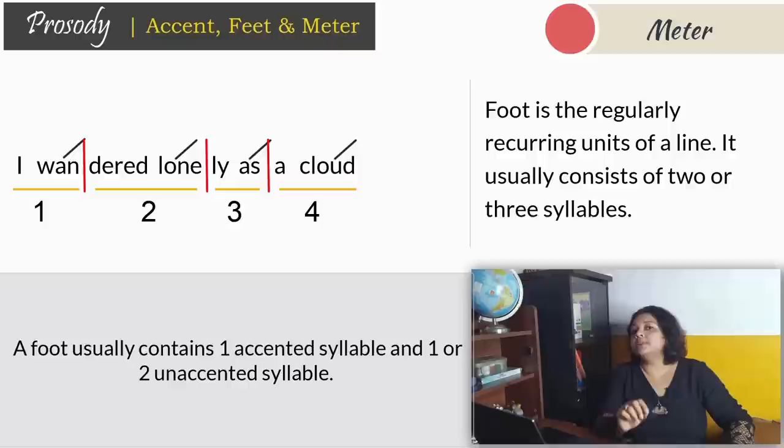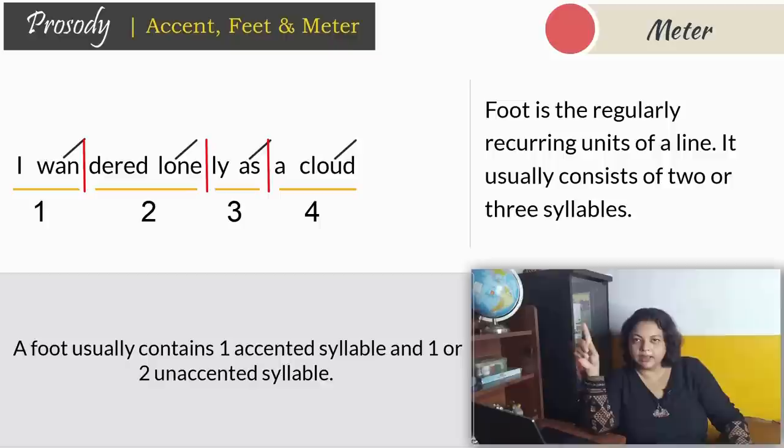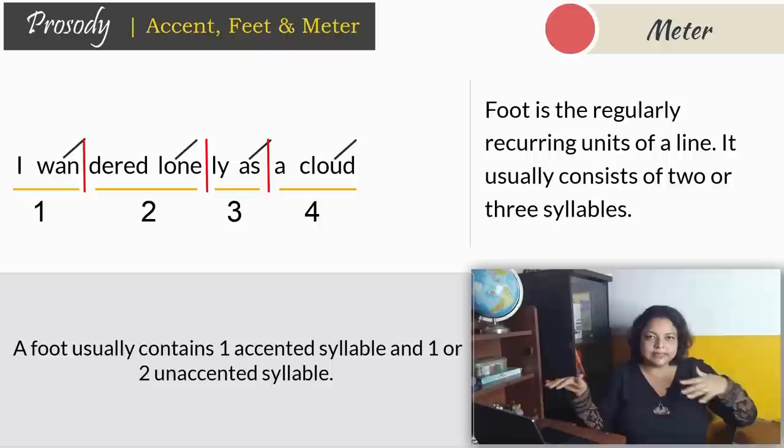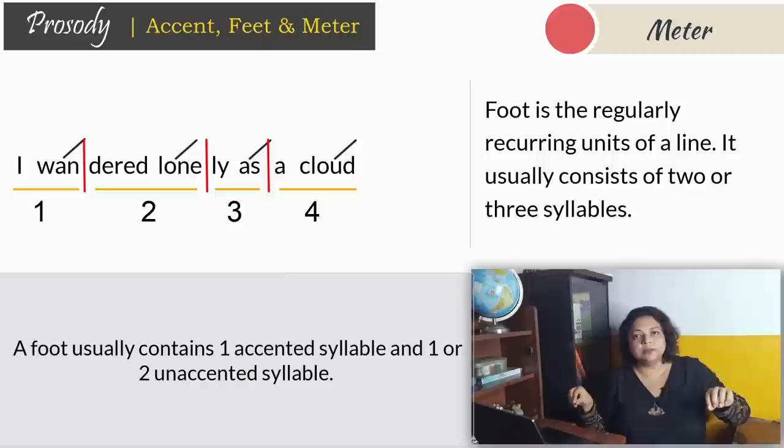So look at the accent signs. How many accent signs are there? So ideally speaking, you will have that many number of feet. You have four accent marks in this line, you have 4 feet. You have five accent lines in this line, you will have 5 feet. Now around these accent marks, there can be unaccented double syllables, unaccented single syllables, doesn't matter. Count the number of accent lines and you will understand how many feet are there.